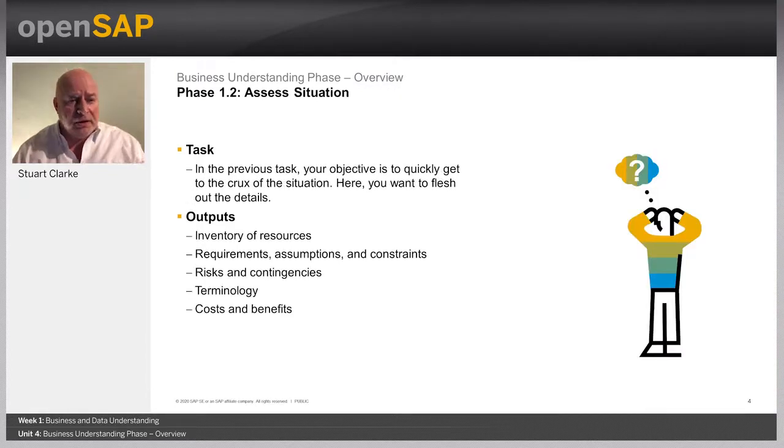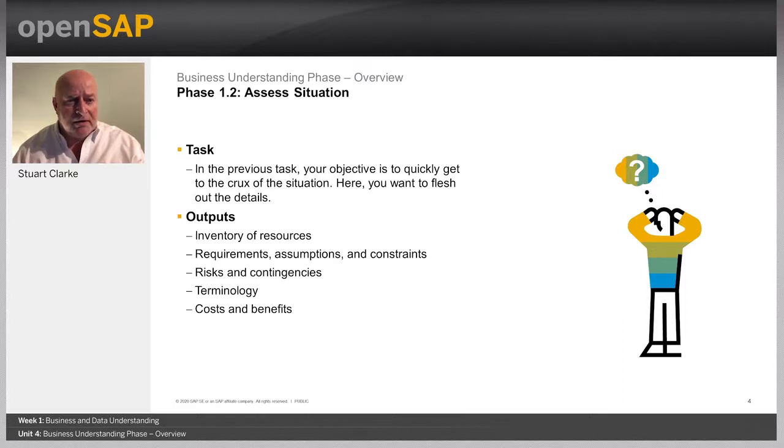Task 2 is to assess the business situation. In the previous task, the objective is to quickly get to the crux of the situation, and here what we want to do is to flesh out the details. This task involves more detailed fact-finding about all of the resources, the constraints and the assumptions, and any other factors that should be considered in determining the data science goal and the project plan.